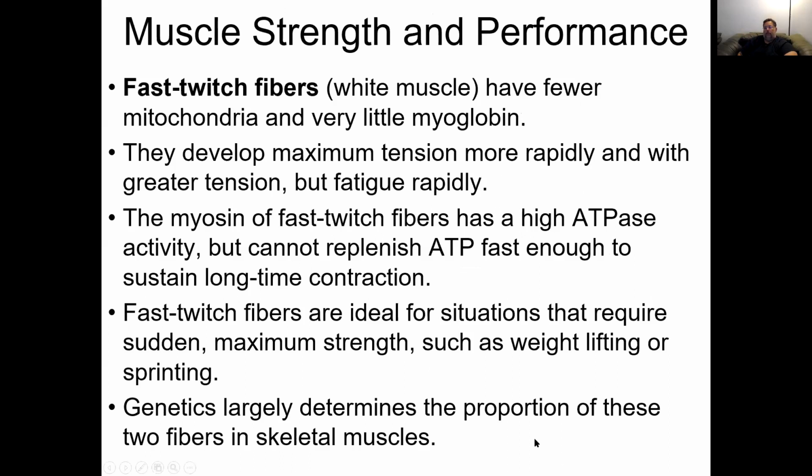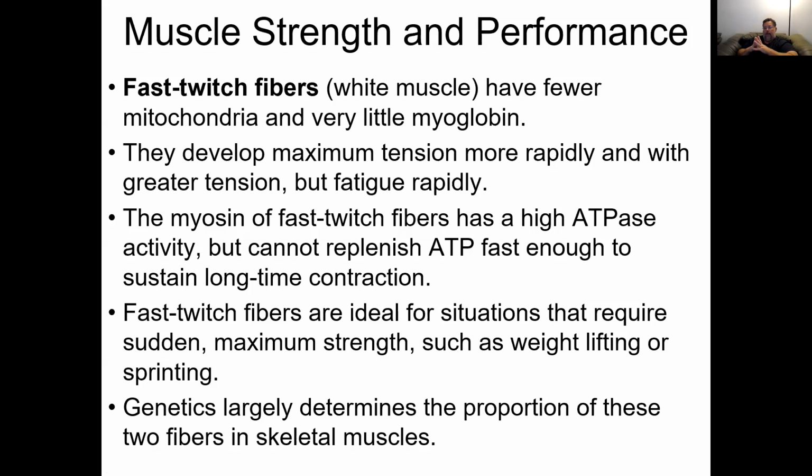Now, fast twitch muscle fibers actually have a more white appearance. And again, I'll show you a few pictures in a moment. They have fewer mitochondria, and they have little myoglobin. They actually wear out very quickly, but they're very strong and large in size and diameter in comparison to smooth muscles.